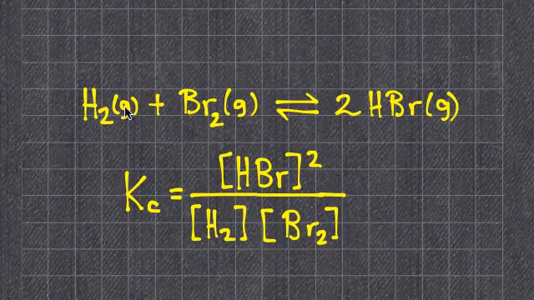Here's a simple one. Hydrogen gas, bromine gas, equilibrium, to and fro, forwards and backwards, with two HBr, hydrogen bromide gaseous molecules. We say the reaction is in equilibrium. We say we have a certain amount of this, we have a certain amount of this, we have a certain amount of this. All three intermingling.